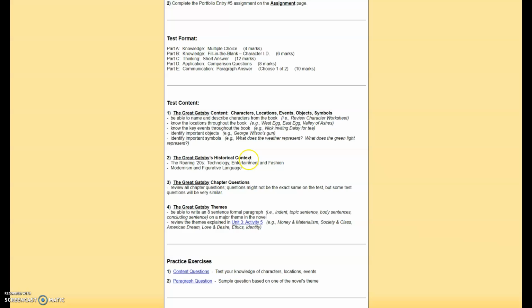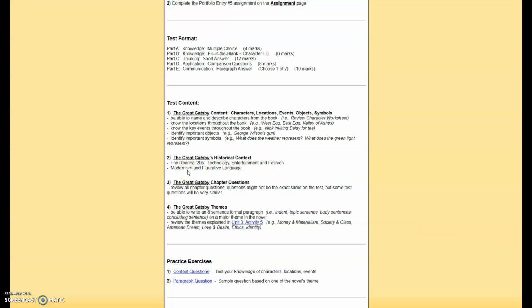In terms of historical context, I'm not going to do much on this, but maybe one or two of the multiple choice questions will have something to do with this. In Unit 3, Activity 1, we cover the Roaring Twenties, which is the time period of the book. And so I would expect you to know that the book takes place in the 1920s, and that certainly the technology and the entertainment and the fashion were different then than they are today. And you can see that in the book.